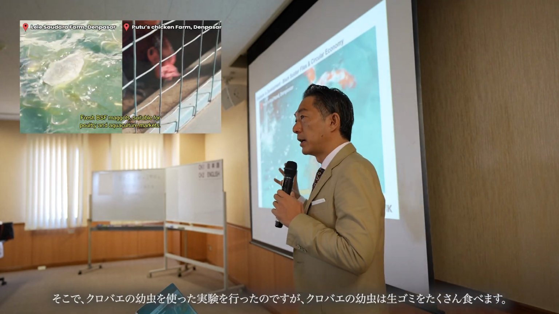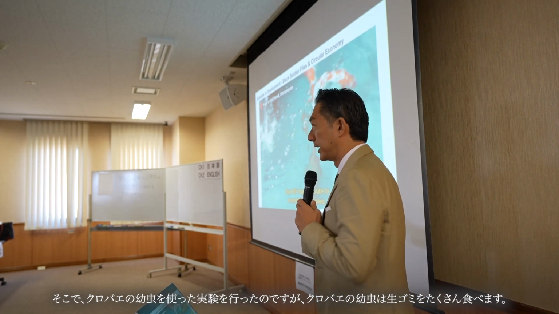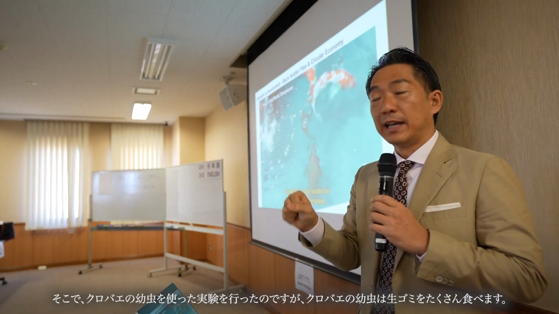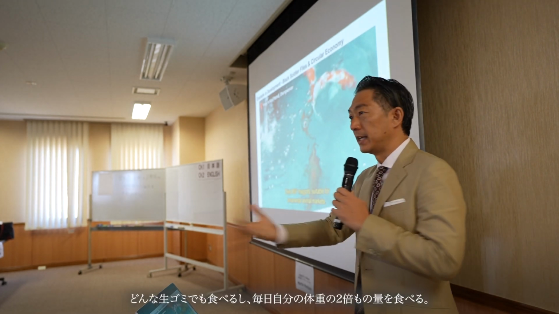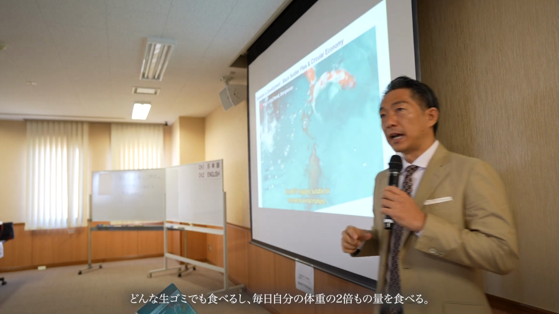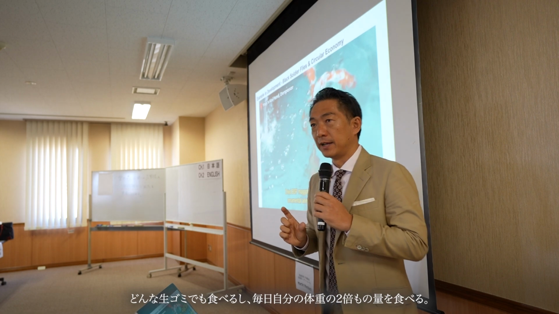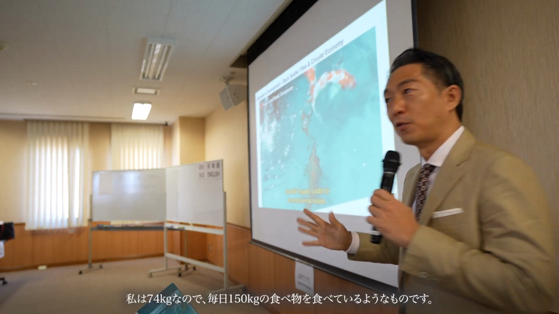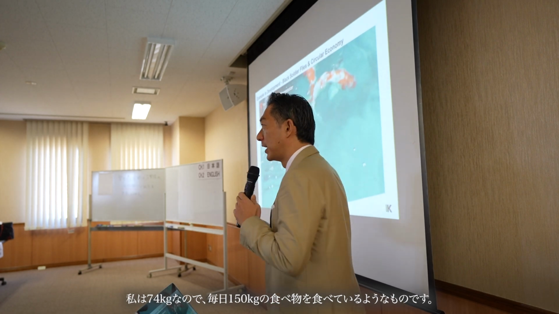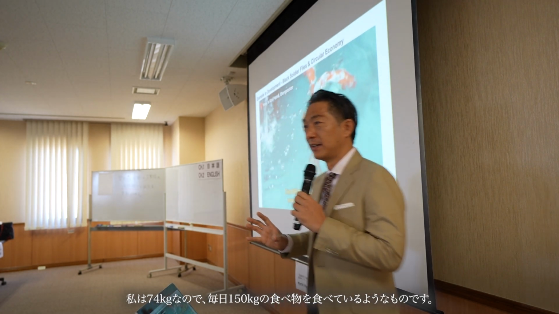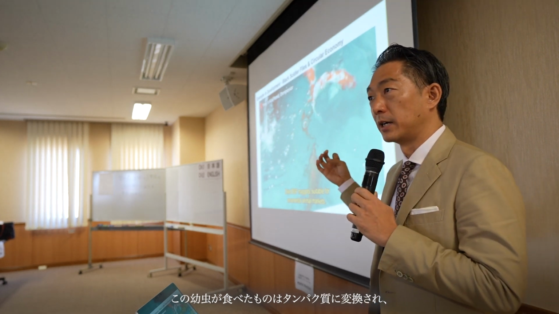Now, we did an experiment with larvae of a black soldier fly. These larvae actually eat a lot of food waste. So any kind of food waste they eat, and they eat twice as much as their weight every day. So I'm 74 kilogram. So it's like I eat 150 kilos of food every day. That's how much these larvae eat, and convert into protein, right?